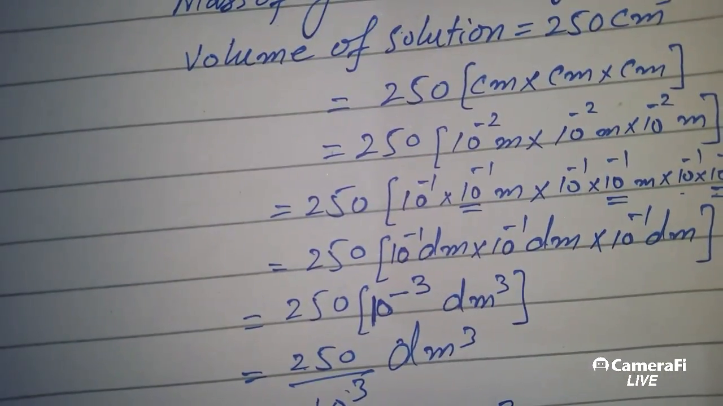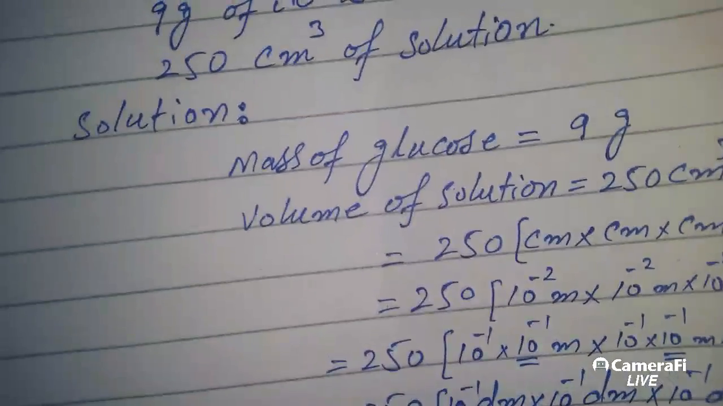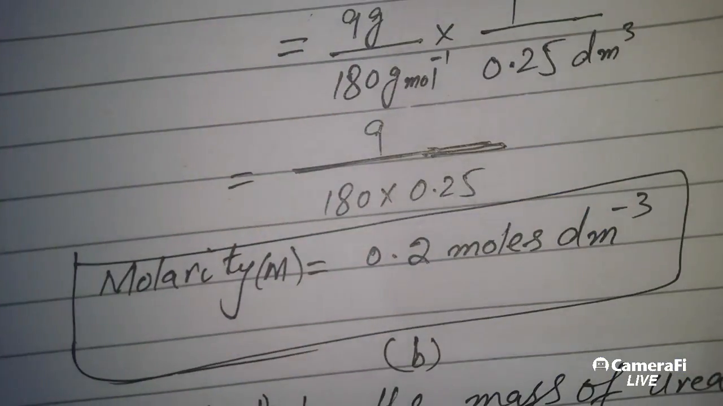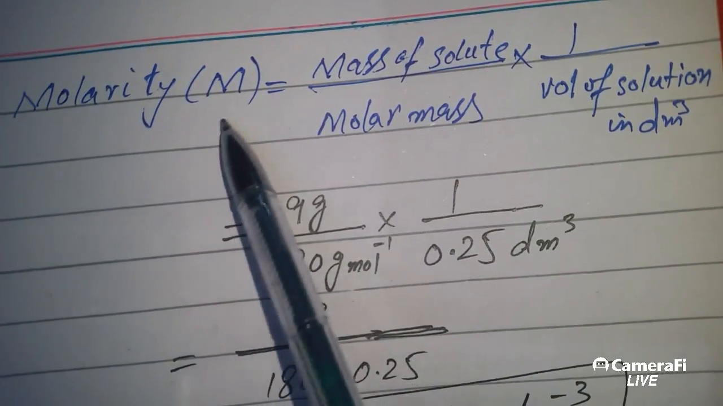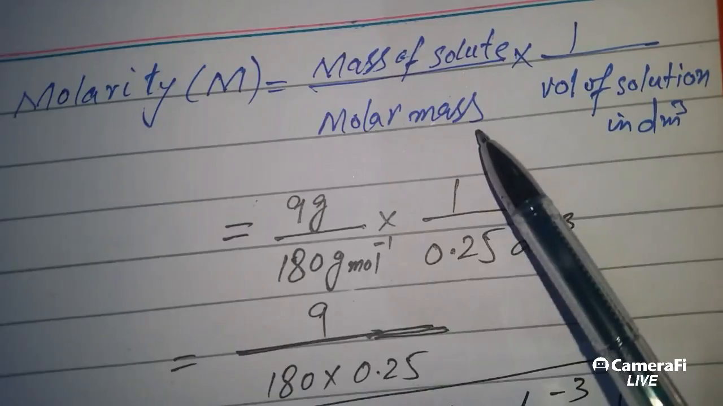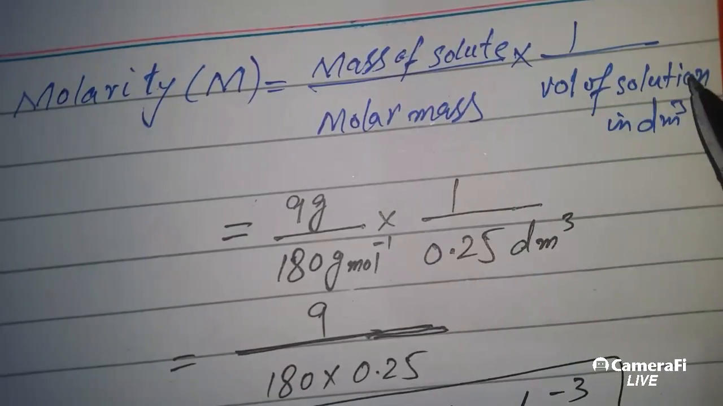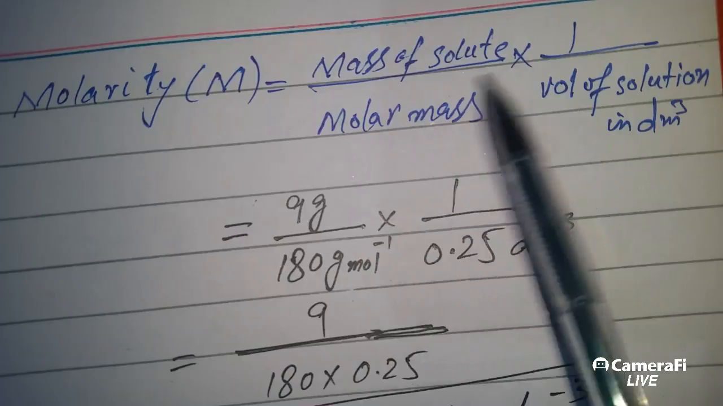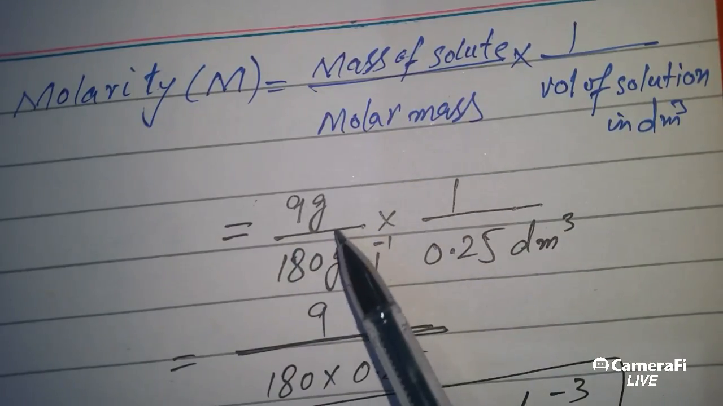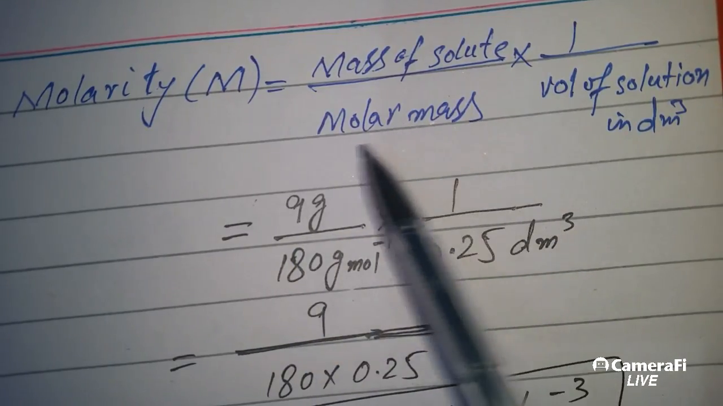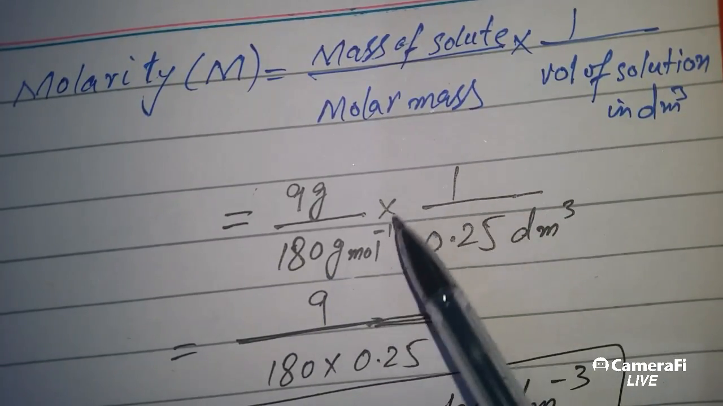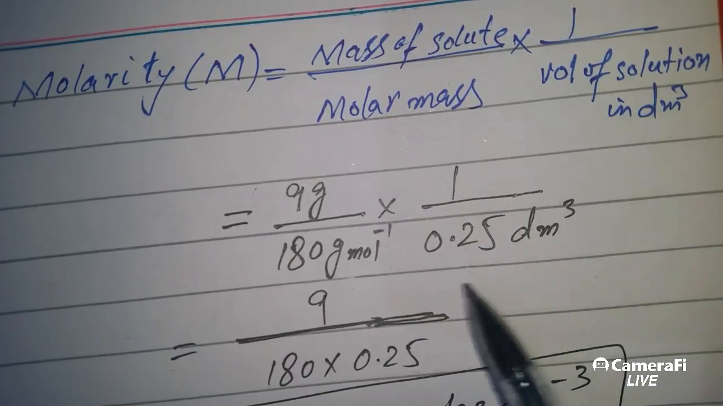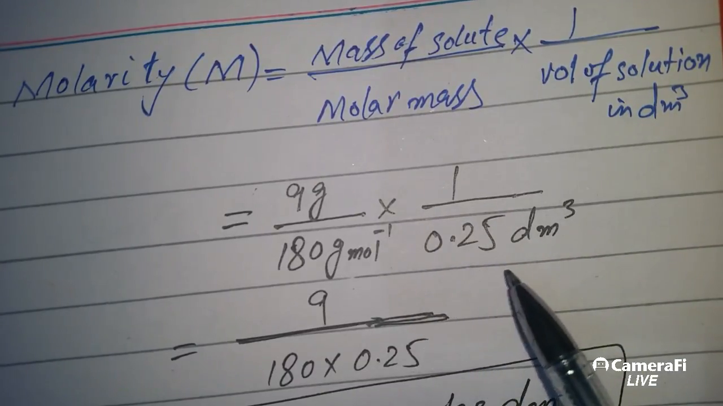Now we can apply the formula. We have mass of solute, molar mass of solute, and volume of solution in dm cube. So here is the formula for molarity, capital M, mass of solute over molar mass of solute multiplied by 1 over volume of solution in dm cube. Mass of solute, that is glucose, is 9 grams over molar mass of glucose, which is 180 grams per mole, times 1 over volume of solution in dm cube, which is 0.25 dm cube.